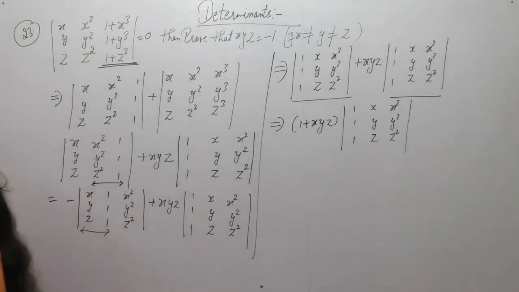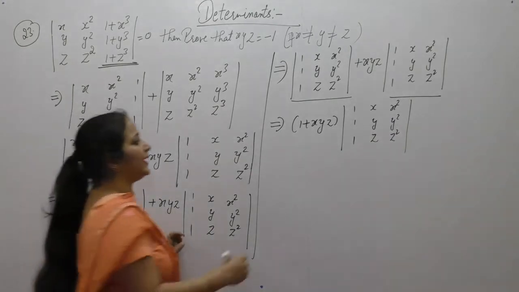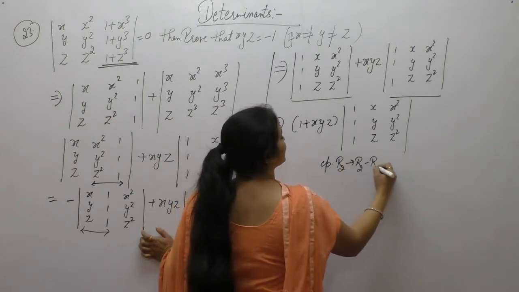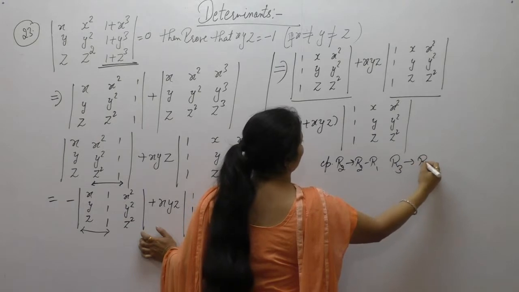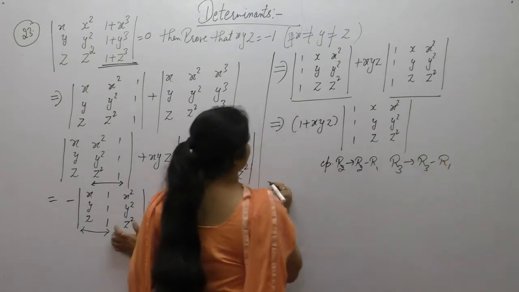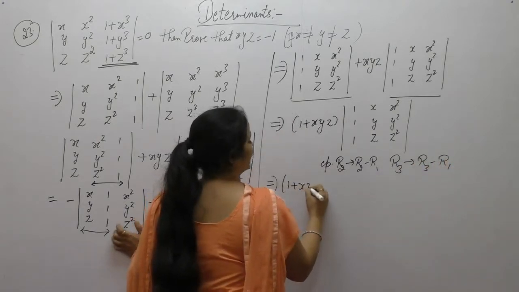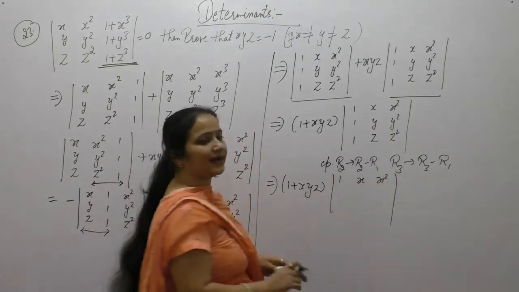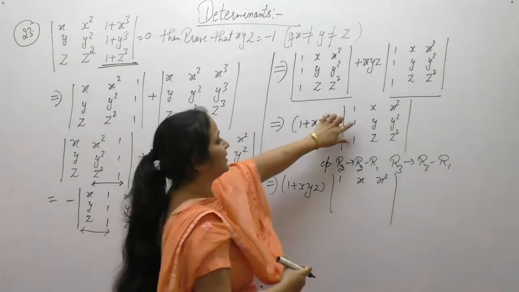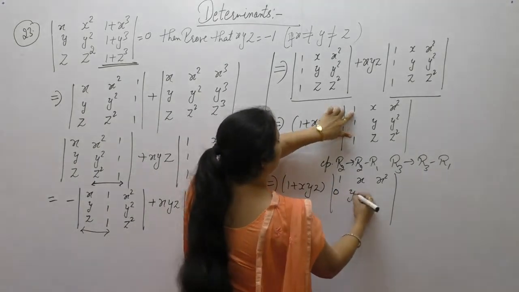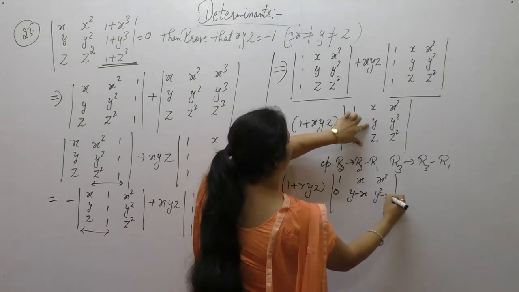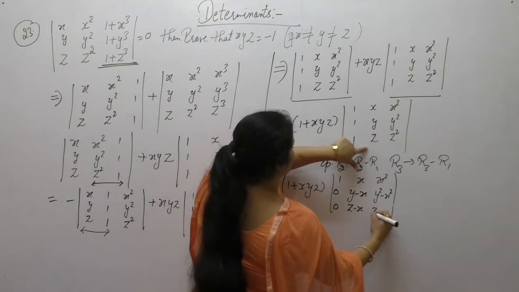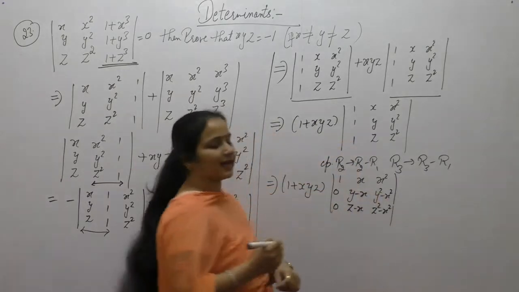Now we will have to solve this determinant. Operate R2 as R2 minus R1 and R3 as R3 minus R1. The first row is 1 plus xyz, 1, x square. Subtract the terms, R2 minus R1: 1 minus 1, y minus x, y square minus x square. Then R3 minus R1: 1 minus 1, z minus x, z square minus x square.